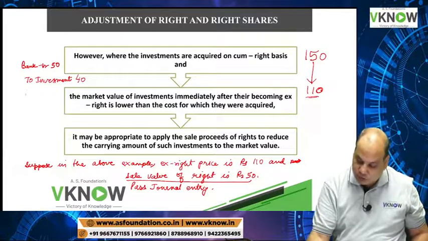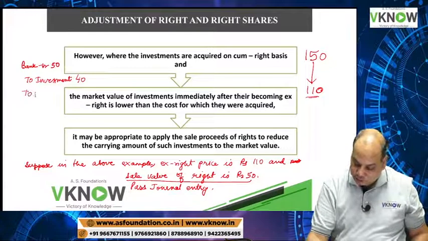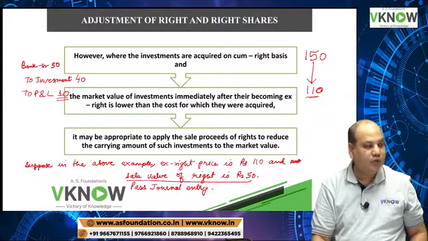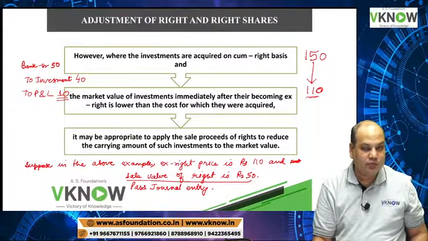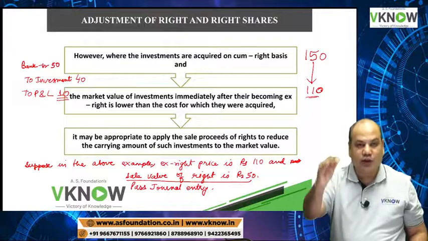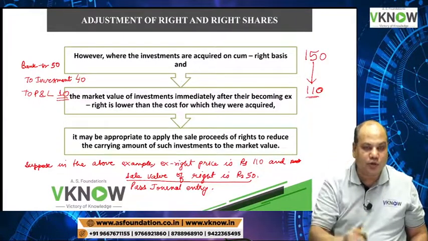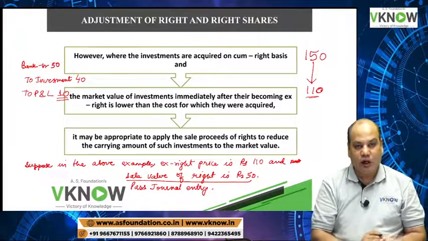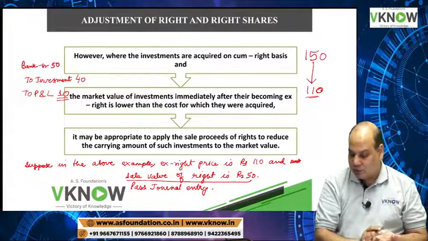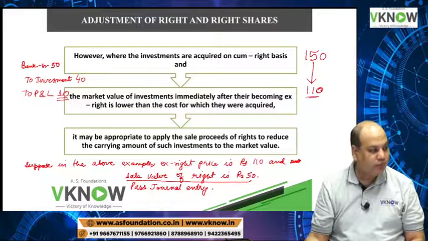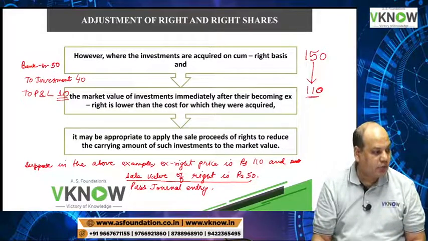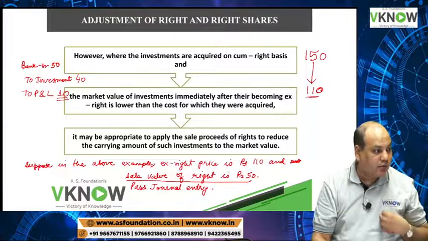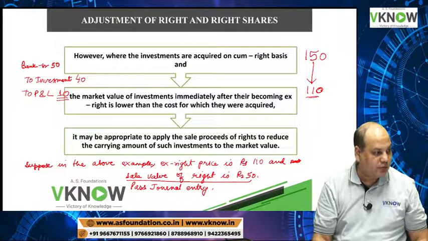What about the balance? Balance will be my income. So to P&L account. To the extent investment value falls after they become ex right, I will reduce. Okay, so noted. Yes, most of you got it right. Bank debit 50, P&L account 10, investment 40.